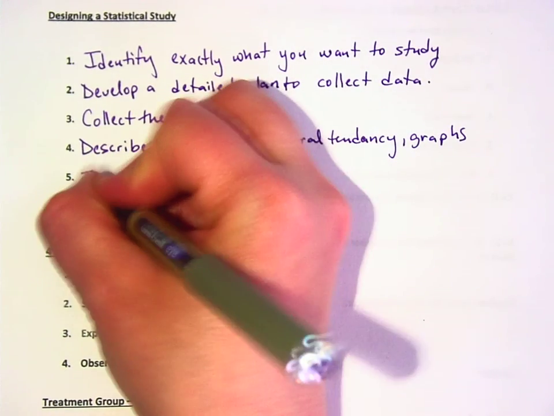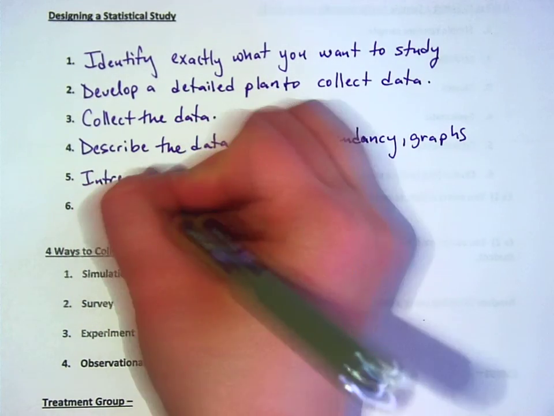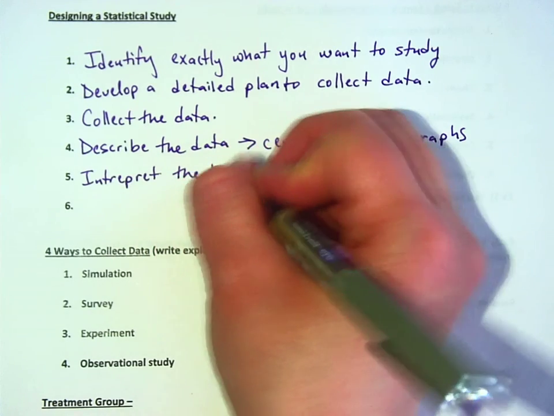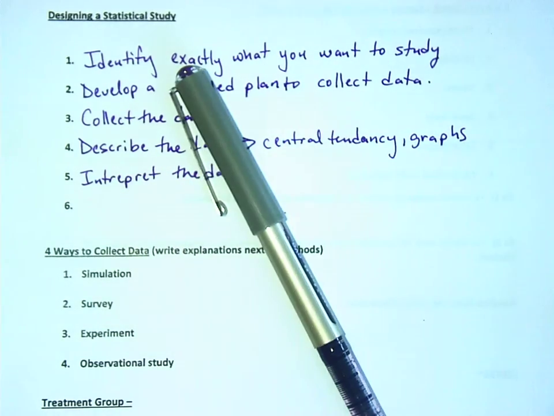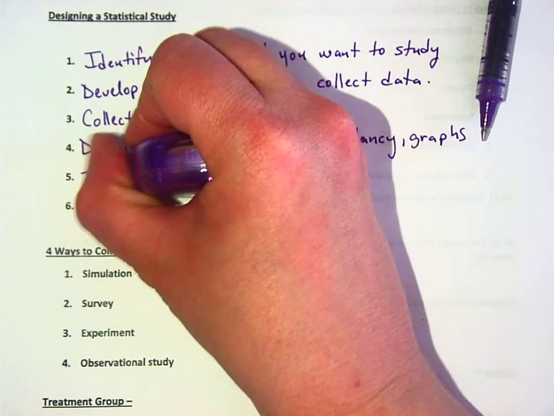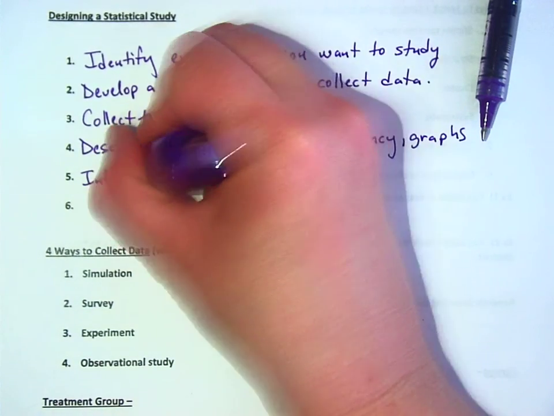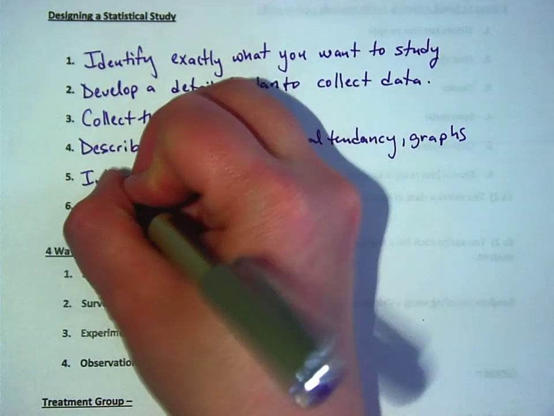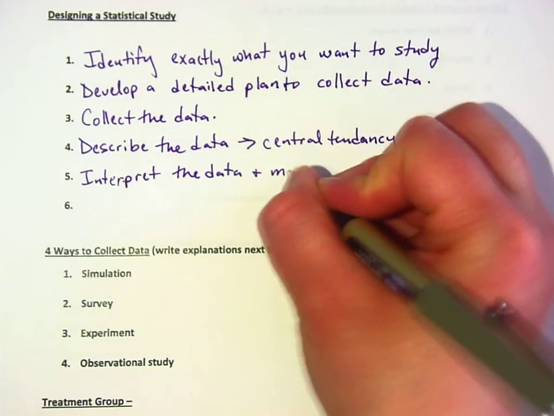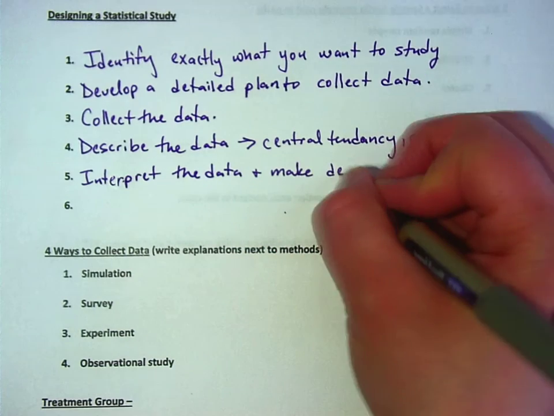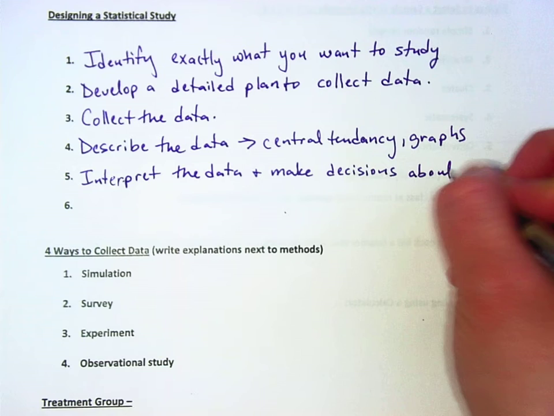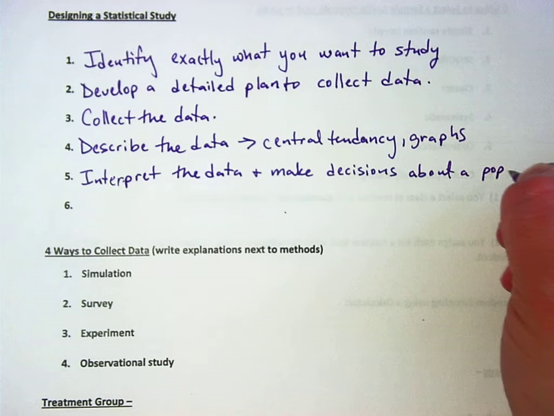The next step is to interpret the data. Spelled that wrong. To interpret the data and make decisions about a population.